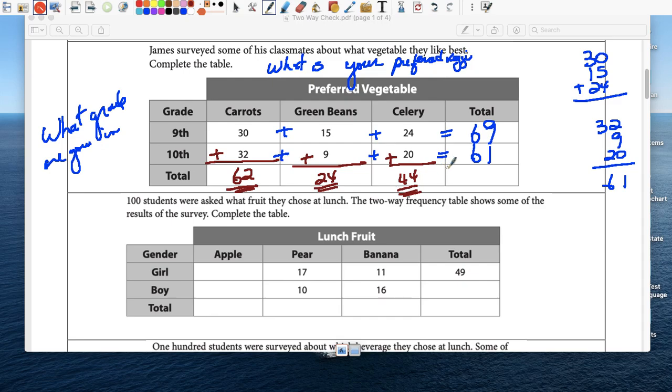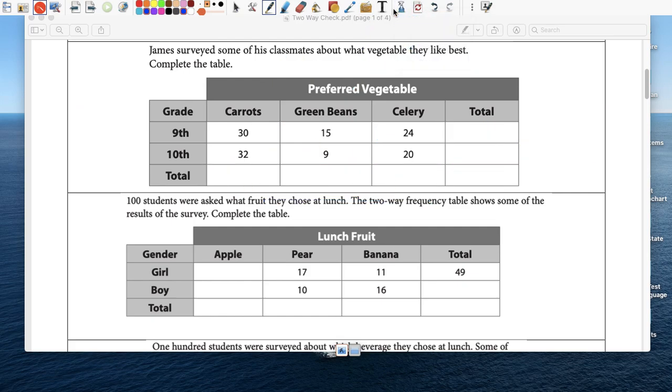So now we can add these three, and we should get 130. Whether I add these vertically, 69 plus 61 equals 130, or I add 62 plus 24 plus 44, I should also get 130. So these totals going this way and this way will always be the same. And that's a two-way table. So today I want you to just focus on filling a two-way table in, and then tomorrow we'll worry about asking questions.